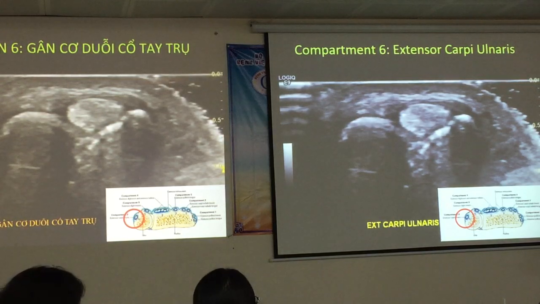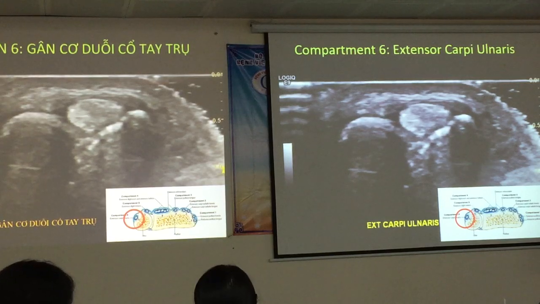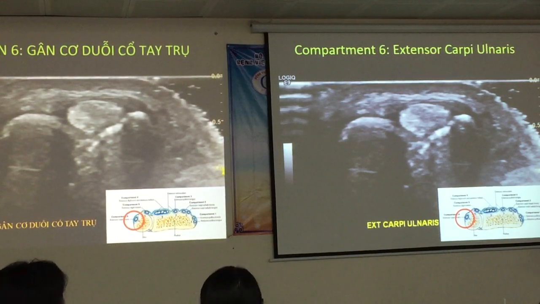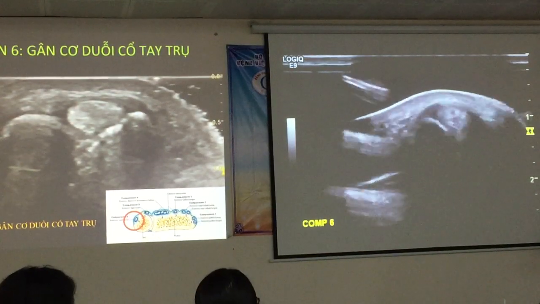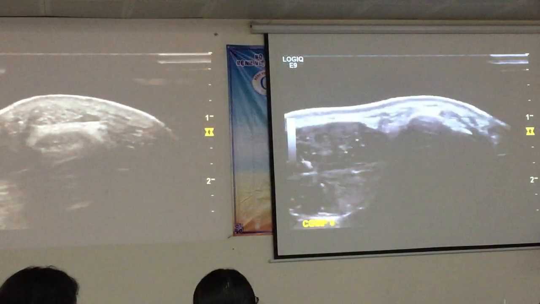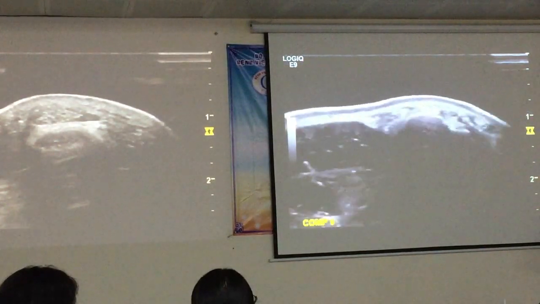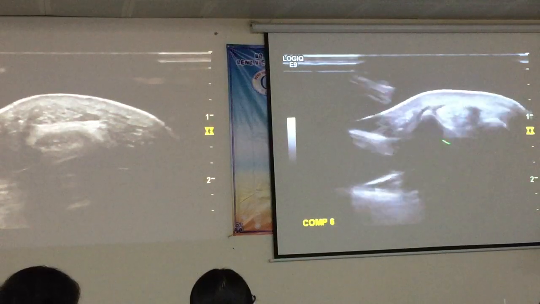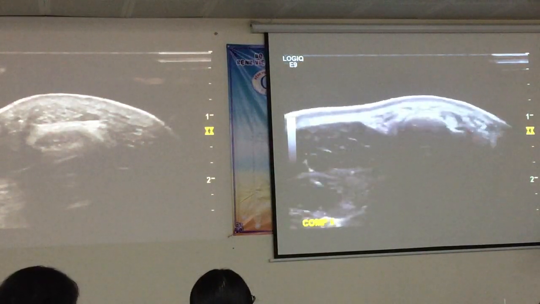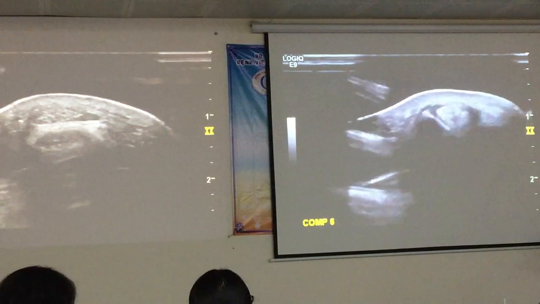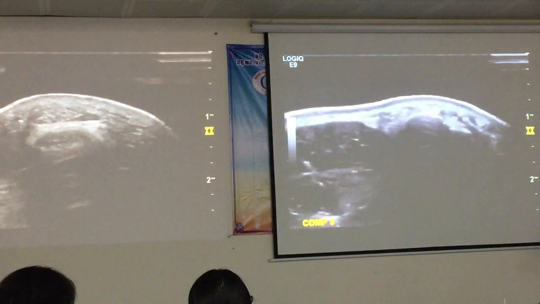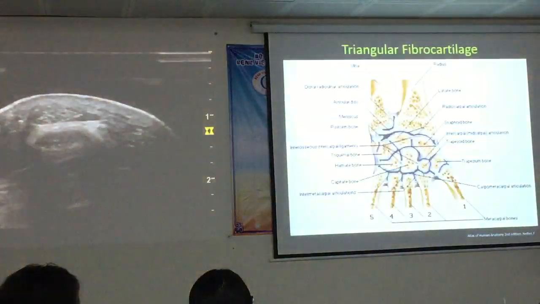And by utilizing dynamic scanning, we're actually able to see if this tendon subluxes out of that groove. So once again, just using dynamic imaging, we're able to just watch the course of that ECU as it comes down from the distal wrist over the ulnar carpal joint and then extending down onto the hand.